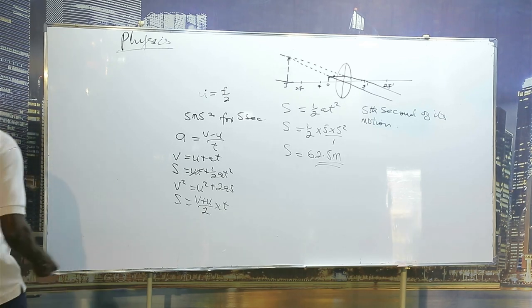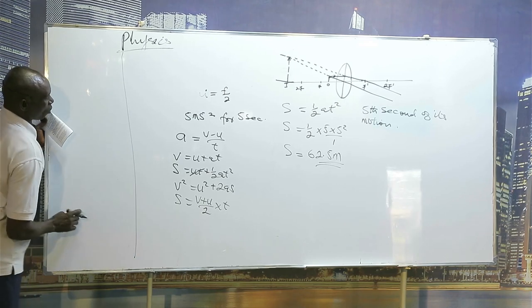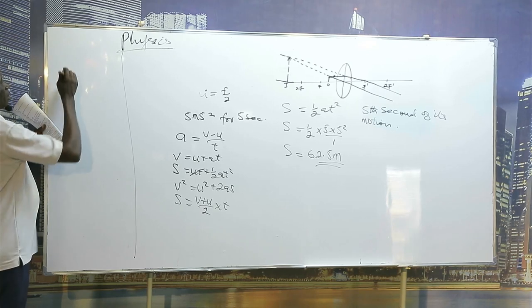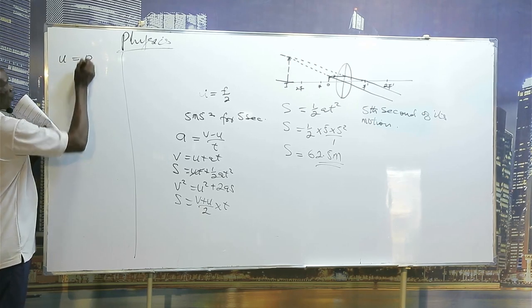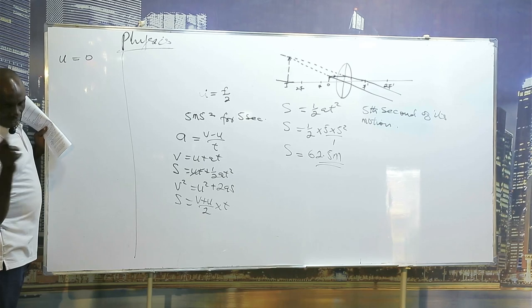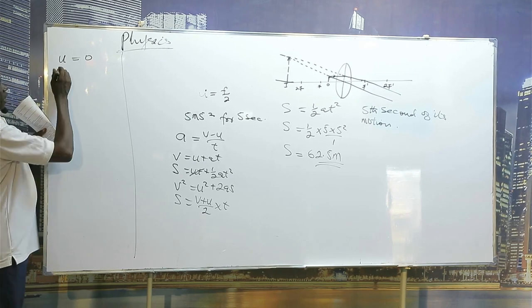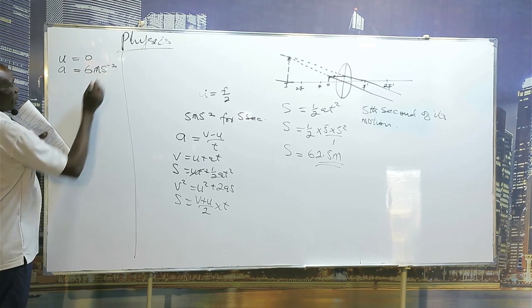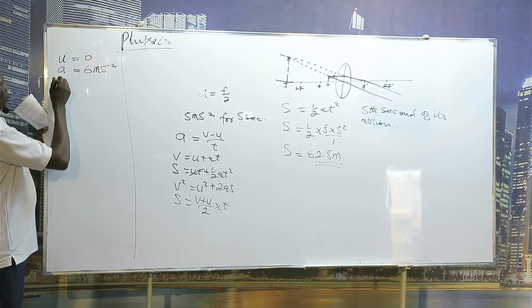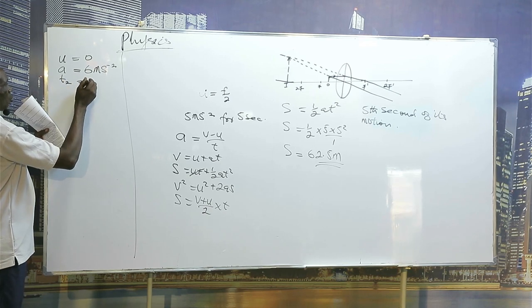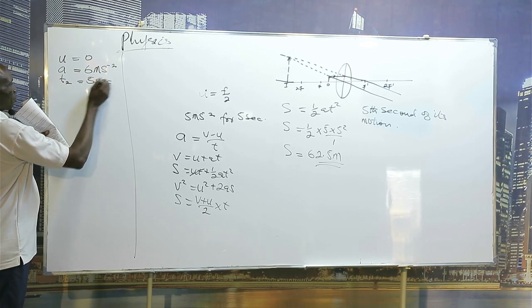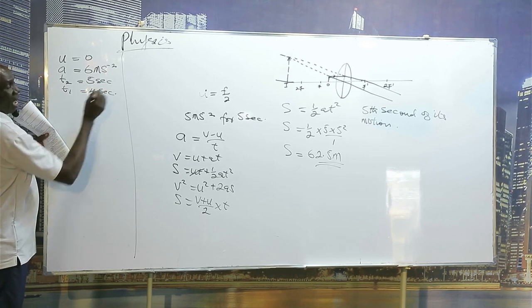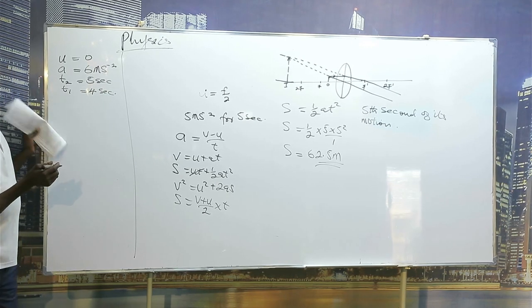Please, the person that asked me this question, look up here. From the question, give me the first parameter. Initial velocity is equal to what? Acceleration is what? 6 meters per second squared. Next, the total time, which is T2, is 5 seconds, but T1 is what? 4 seconds.